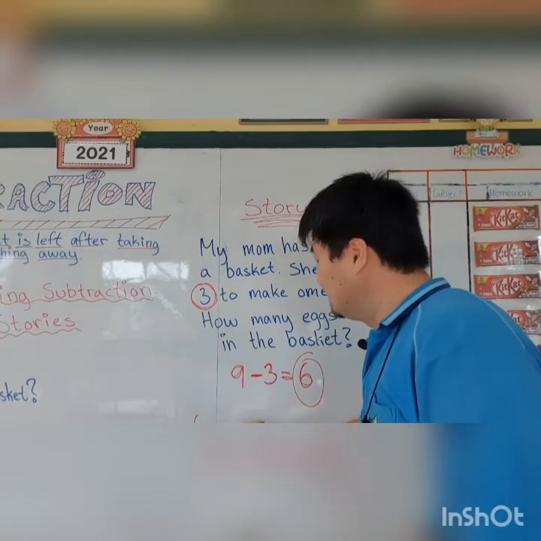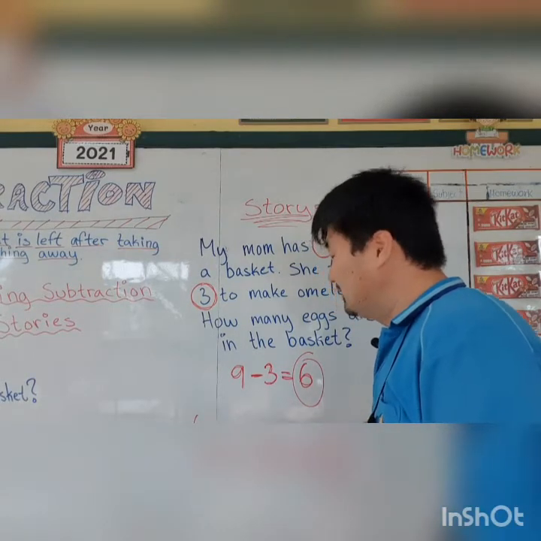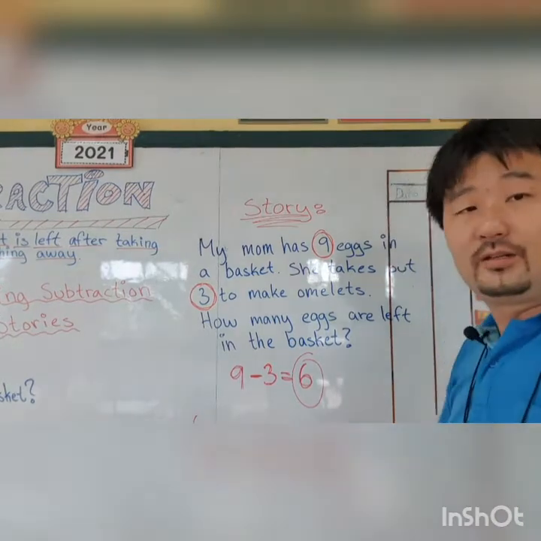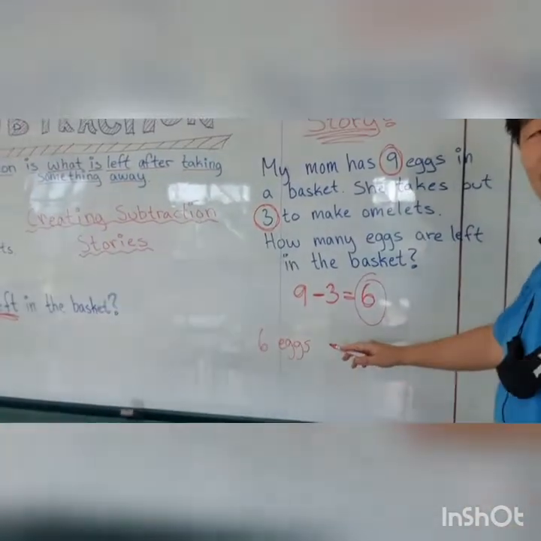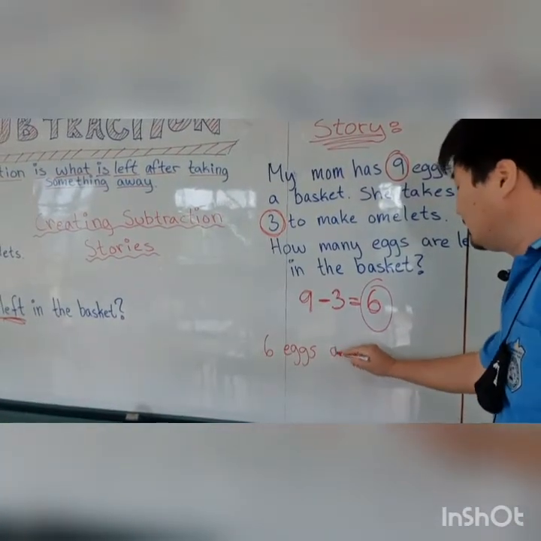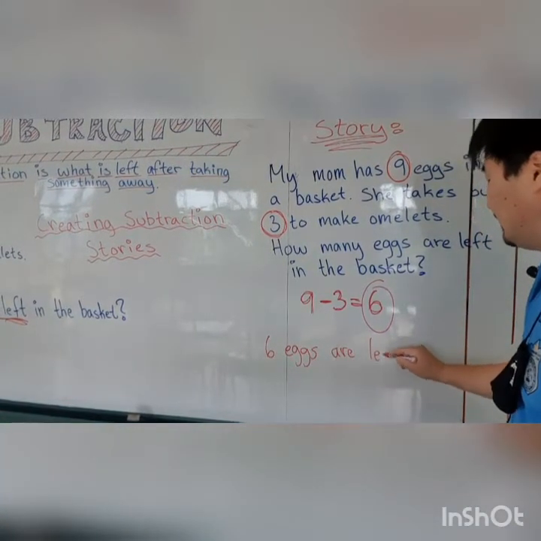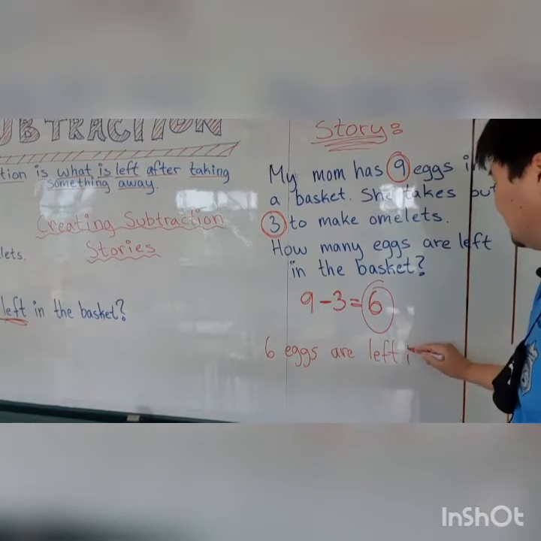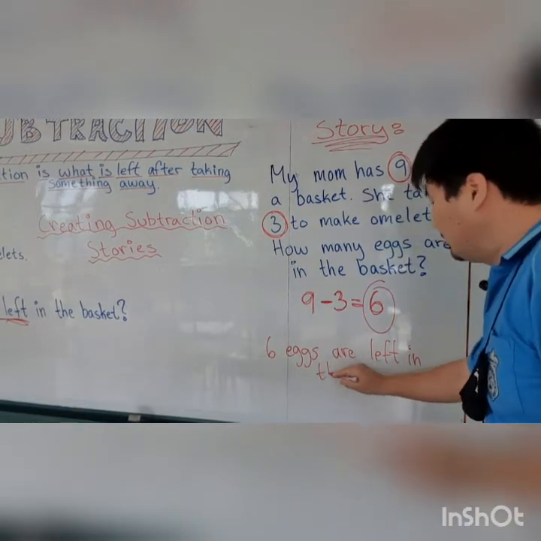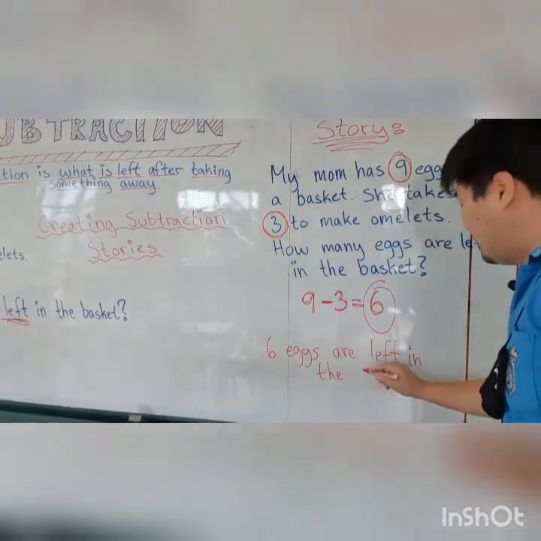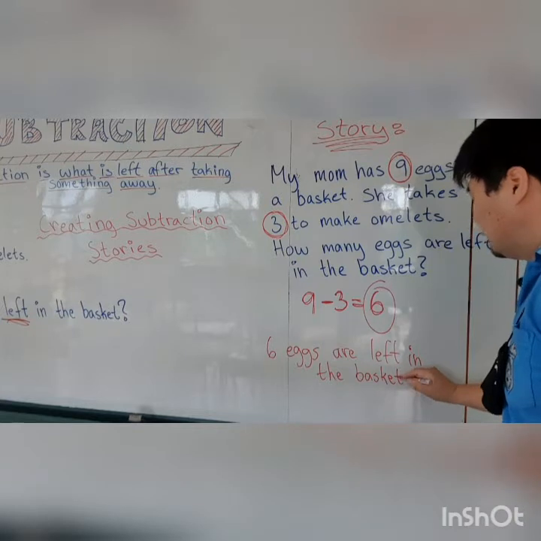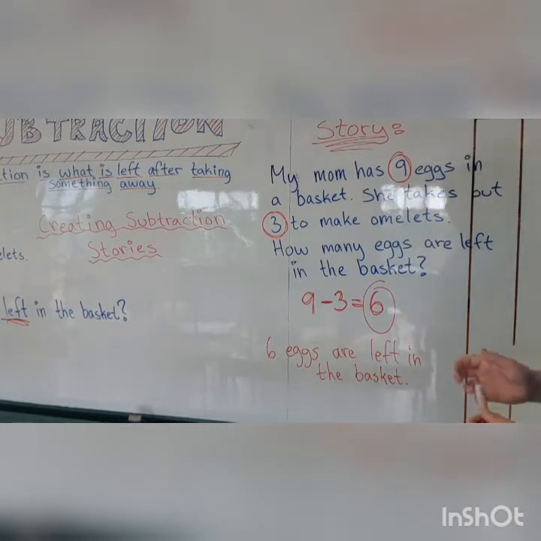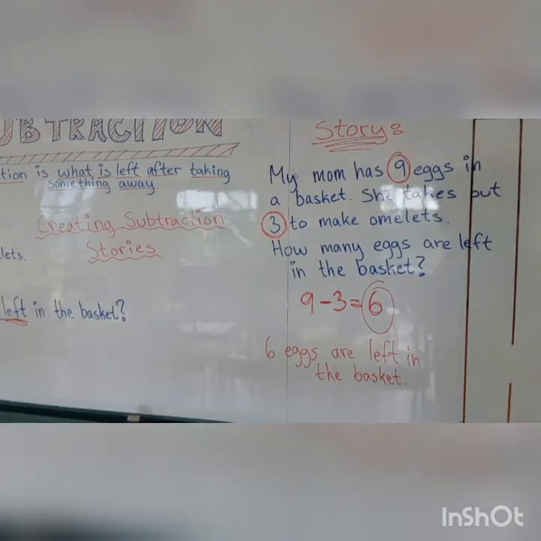6 eggs. Sorry, can you see that? All right, now 6 eggs are left in the basket. Okay, so that is the correct answer. All right, 6 eggs are left in the basket.